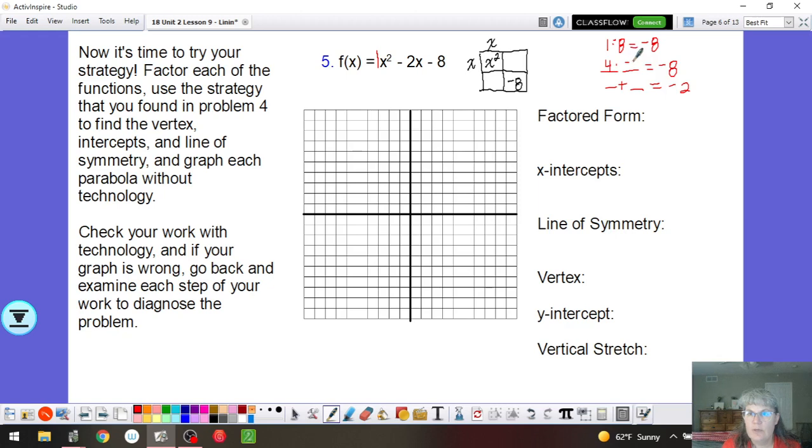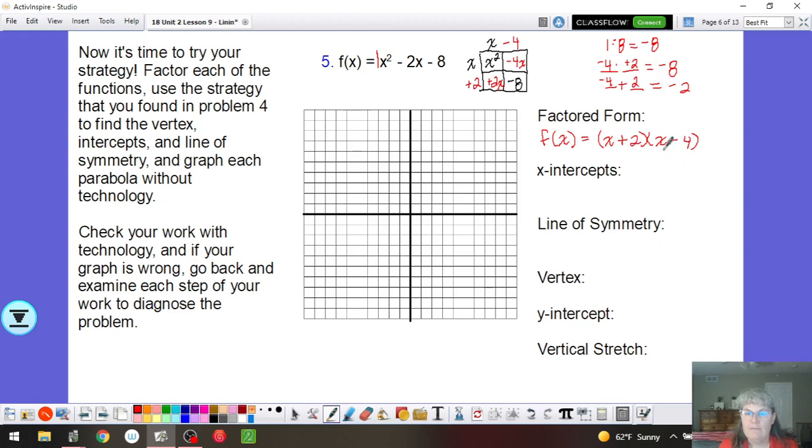Students in class were quick to point out that it would be negative 4 and a positive 2. That would multiply to give us negative 8 and add to give us negative 2. So we have a negative 4x and a positive 2x. To get negative 4x, we take x times negative 4. To get a positive 2x, we take x times a positive 2. So our factored form is f of x equals (x plus 2)(x minus 4).